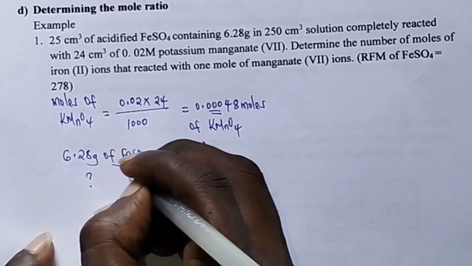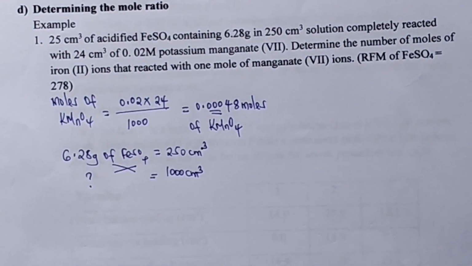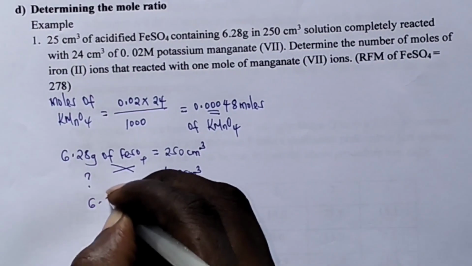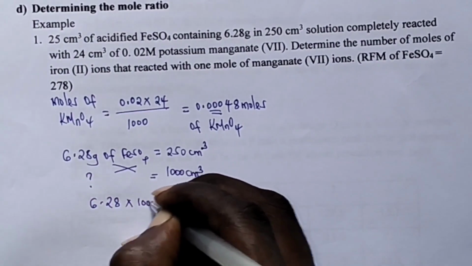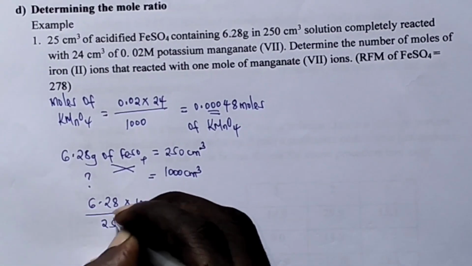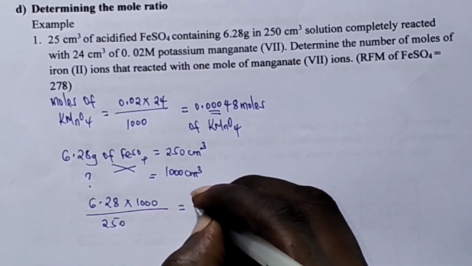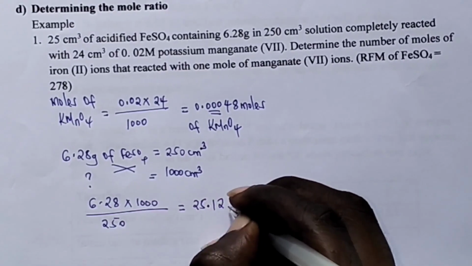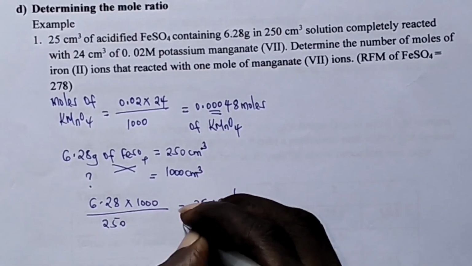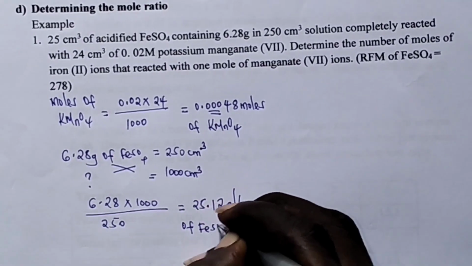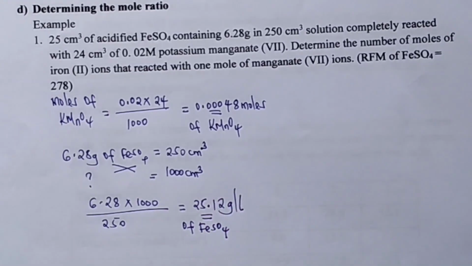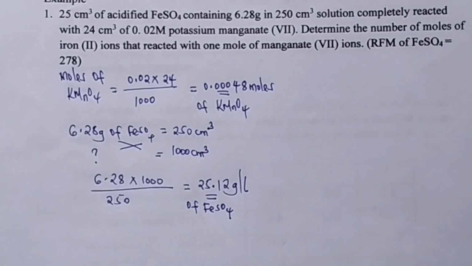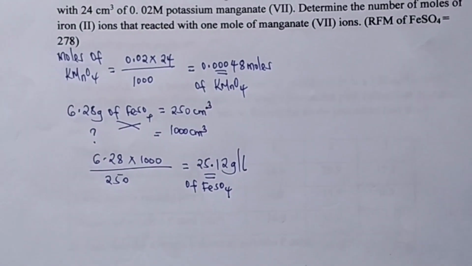What mass of iron 2 sulfate are we going to get? So we say 6.28 grams multiplied by 1000, then divided by 250. So here we are going to get 25.12 grams per liter of iron 2 sulfate. That will be the concentration of iron 2 sulfate in grams per liter. So we can get the molarity of iron 2 sulfate because we have the concentration in grams per liter and the RFM of iron 2 sulfate is given in the bracket.